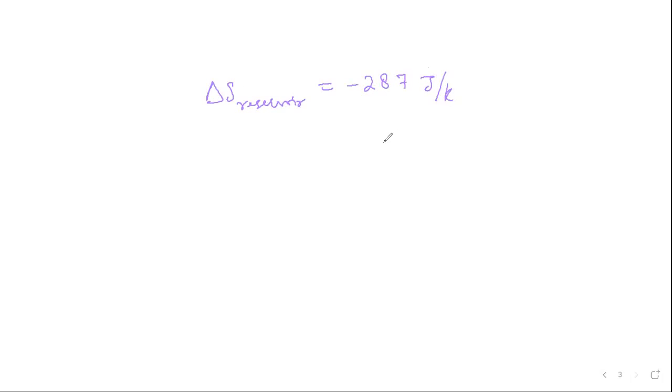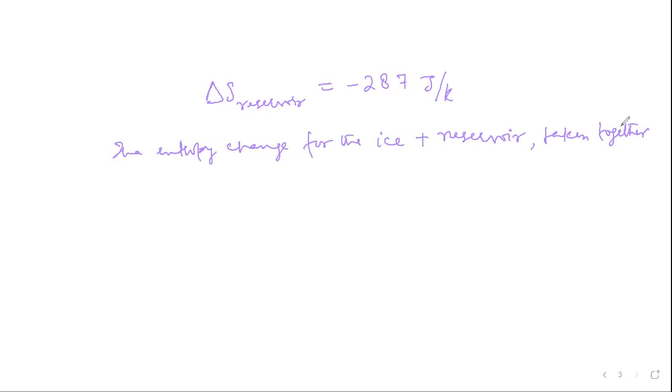So the entropy change for the ice plus reservoir taken together is zero. When you add these two entropy changes, you will get zero. Entropy change for the ice plus reservoir taken together is thus zero.